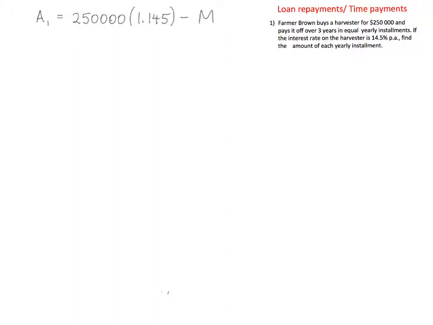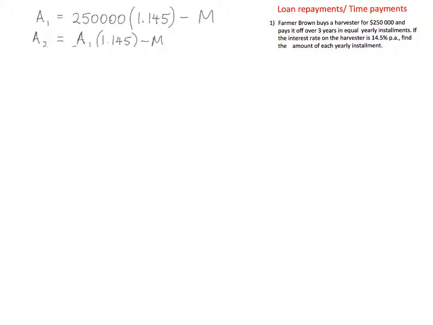Now remember, this amount then becomes the principal at the beginning of the second year. So the amount owing at the end of the second year becomes, there's our new principal, the amount owing at the end of the first year. We're going to add on some interest, so 1 plus R to the power of 1, and then we're going to make our second yearly instalment.